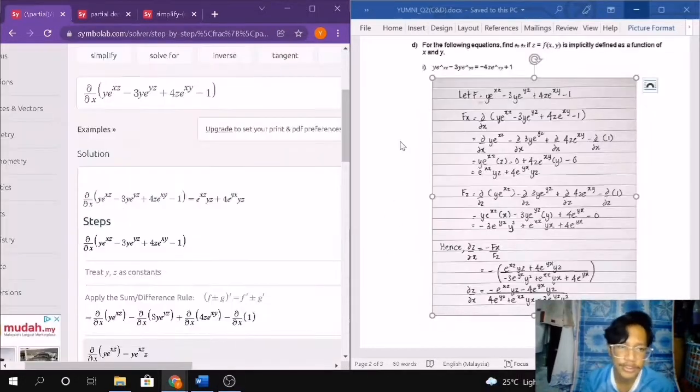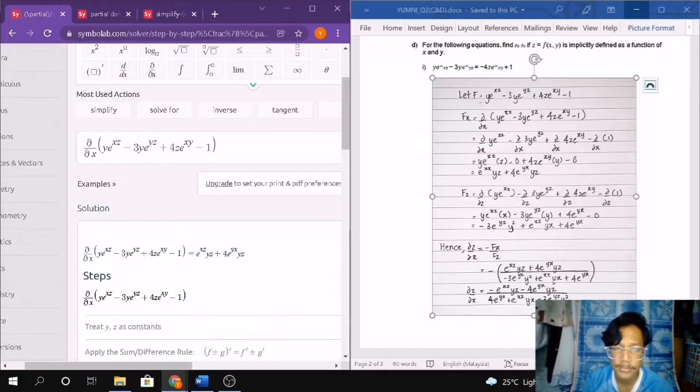So next, for question D1, this is the manual calculation, and this is the answer. For the answer, I obtained it by determining fx and fz. So to get the fx for the simulation, just type like this. It is just putting the equation that we got from the question, which is y^y e^(xz) − 3y e^(yz) + 4z e^(xy) − 1.